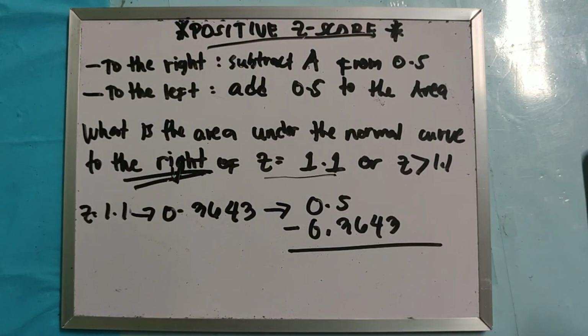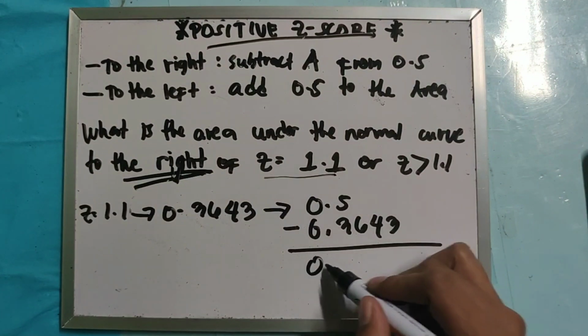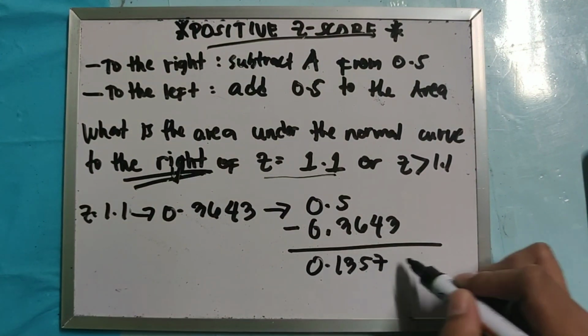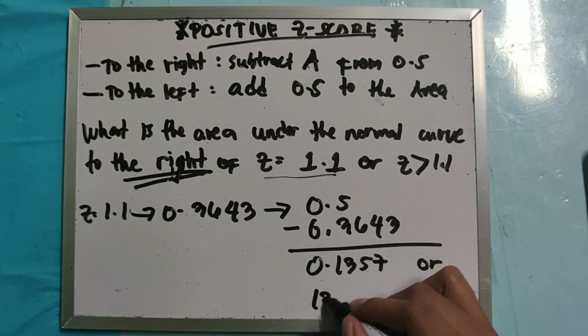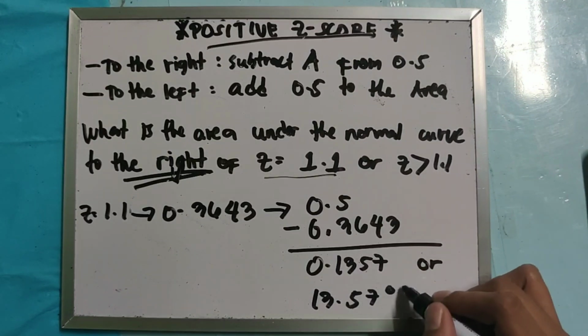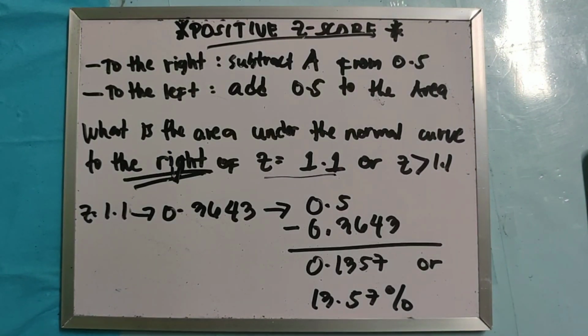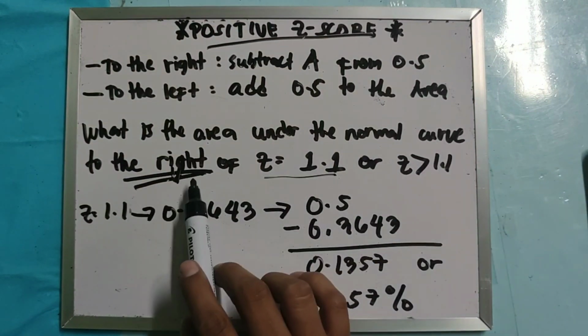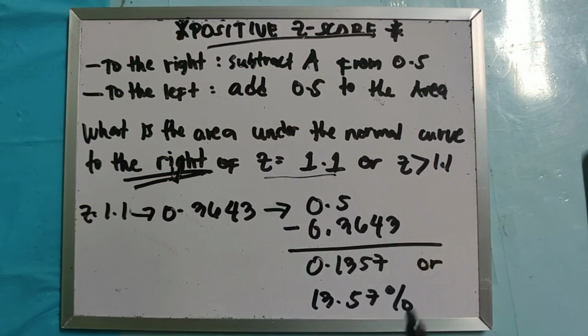0.5 minus 0.3643. The result is 0.1357, or the area is 13.57%. Okay? Therefore, the area under the normal curve to the right of z is equal to 1.1 is 13.57%.